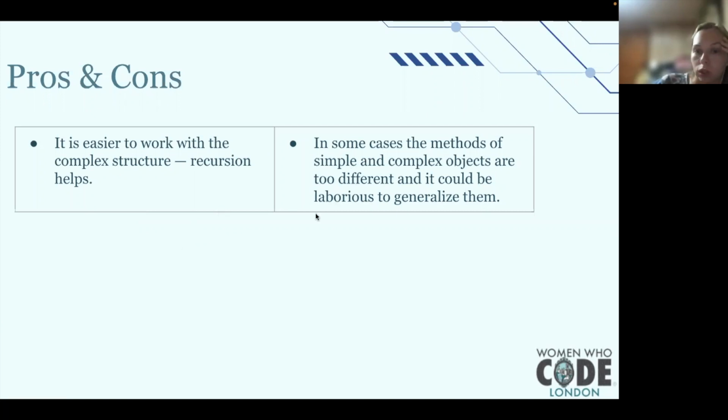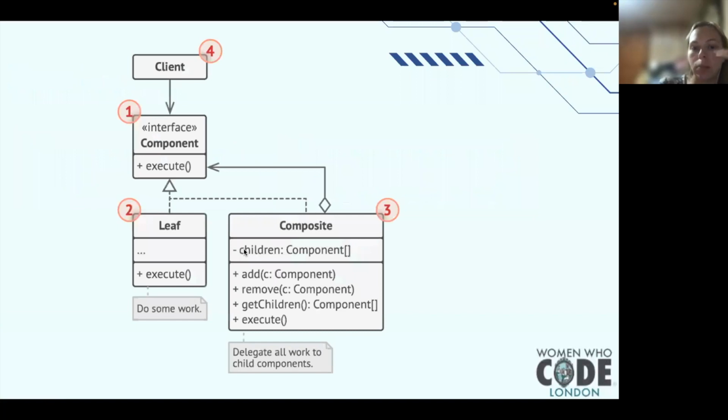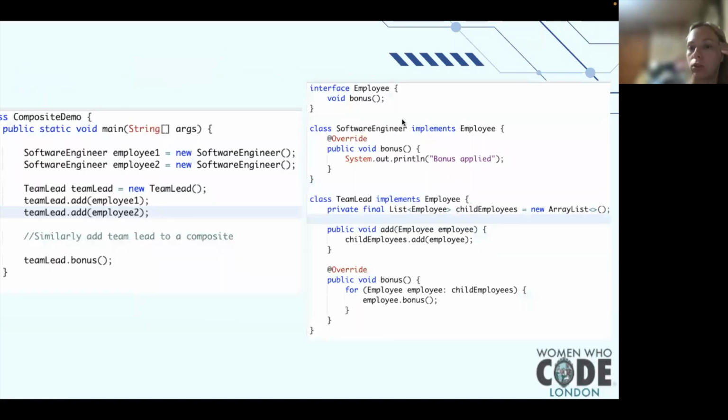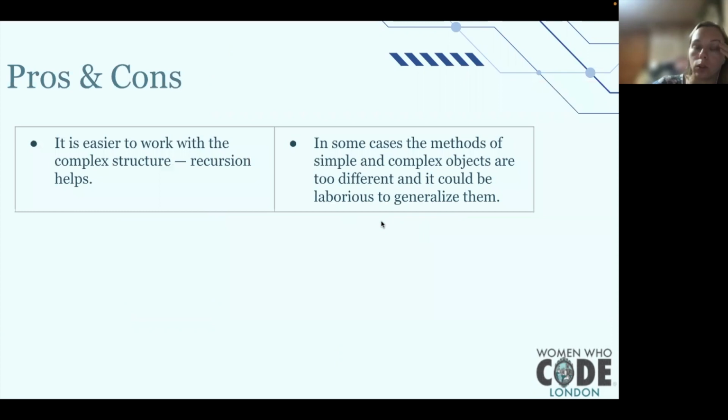Why we shouldn't use it? In some cases, the methods of the simple and complex objects are way too different, and it could be laborious to generalize them. So maybe in this case, giving bonus to software engineer and giving bonus to a team lead are, well, sort of alike, but maybe they could be so different that it wouldn't make sense for a team lead to call bonus of software engineers inside. So in these cases, maybe you cannot use it.